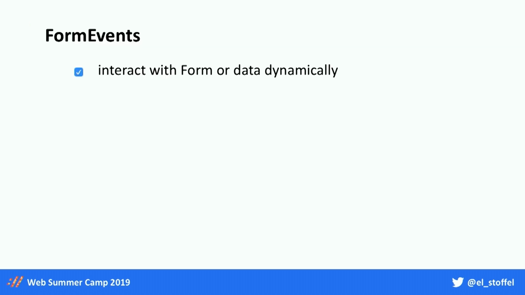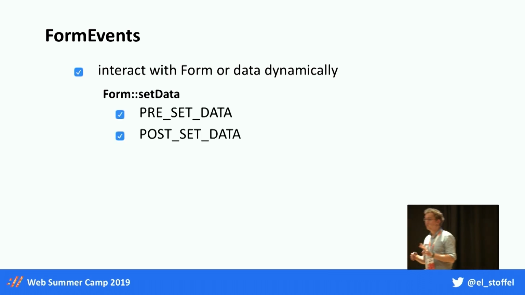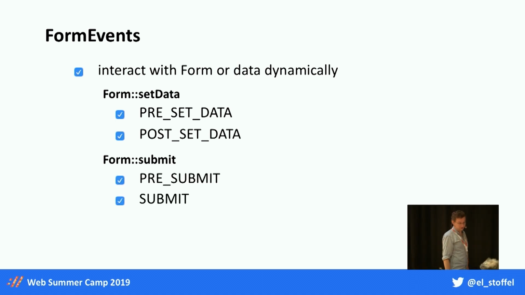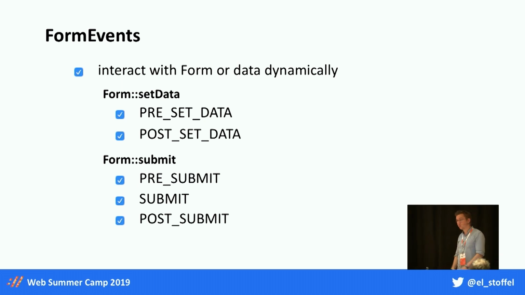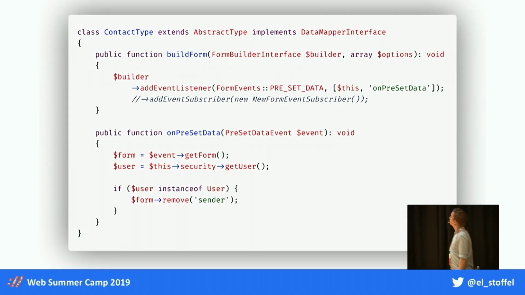Okay. Form events are to interact with form or data dynamically, and the set data, which is handling existing data from the PHP side, has two events, pre-set data and post-set data. The form submit, which handles the submitted data and maps it to the existing data structure, has three events. And we register them once again in the form type. And it looks something like this.